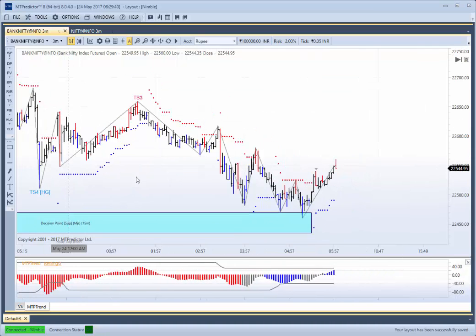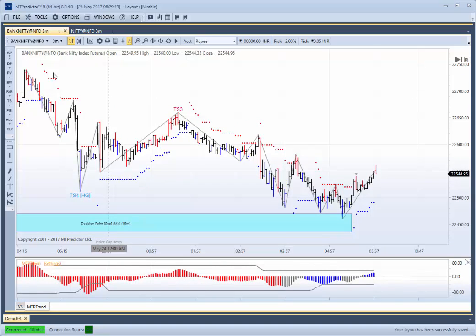So some good trade setups and some losing trade setups, and also some higher time frame analysis that managed to nail some highs and lows for you using MTPredictor over the last couple of days on both the Bank Nifty and the Nifty.